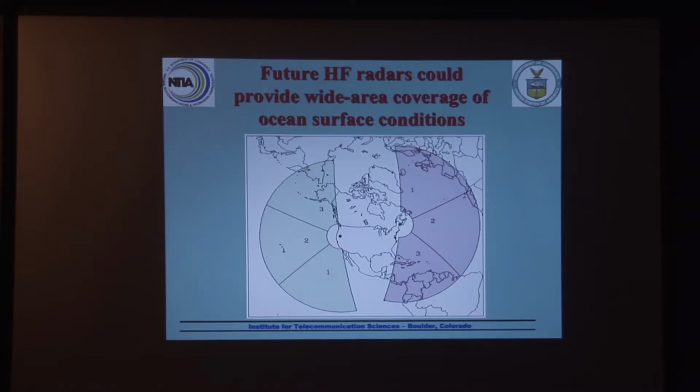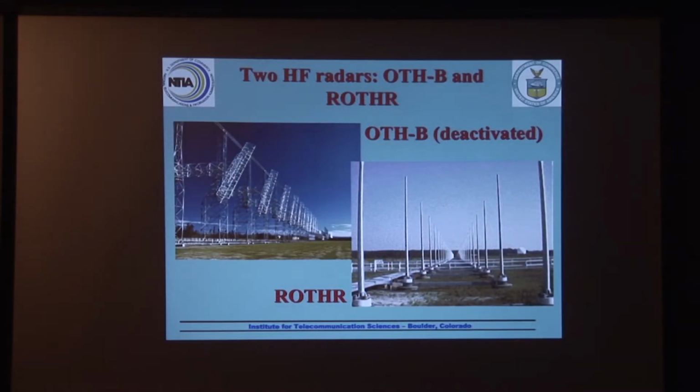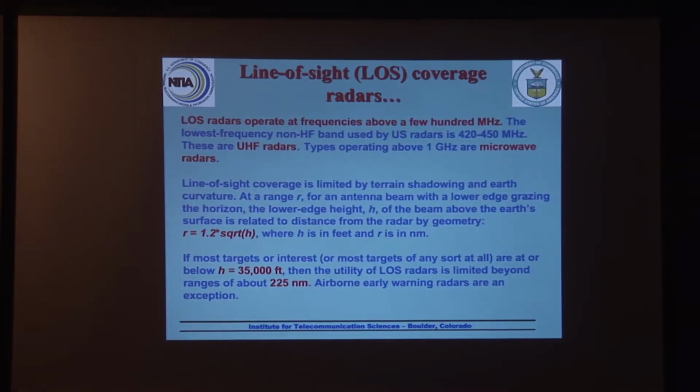Here is schematic coverage that NOAA has provided for how they would build radars, though they haven't done this yet, that could observe sea surface conditions over very large areas. NOAA does operate some HF radars right now, but they don't have this much range. Some pictures. This is the deactivated over-the-horizon backscatter radar that the Air Force used to have. I think this is the site up in Maine, and this is the so-called relocatable over-the-horizon radar that the U.S. Navy operates, the so-called ROTHR. Truth be told, they're probably not all that relocatable.